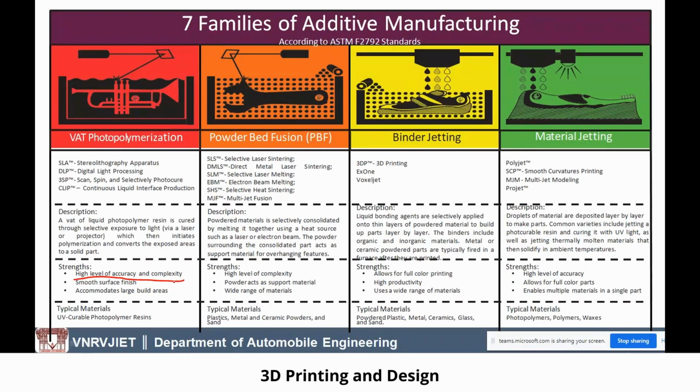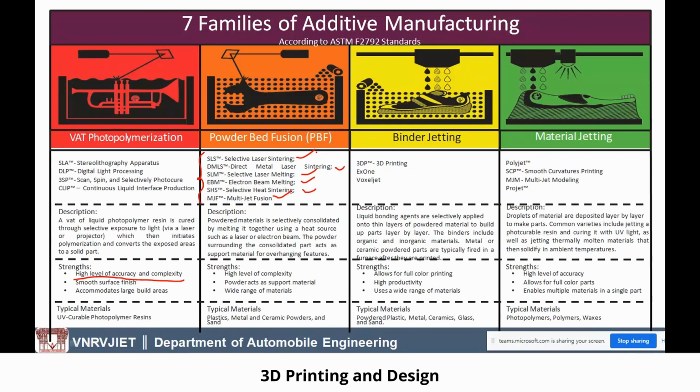And the next process is powder bed fusion. These are the different techniques under the powder bed fusion process. The first one is the selective laser sintering process, and the second one is the direct metal laser sintering process, then selective laser melting, electron beam melting, selective heat sintering, and multi-jet fusion. That means you can print multi-material here. So let us take first the selective laser sintering.